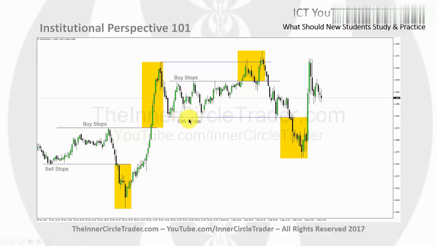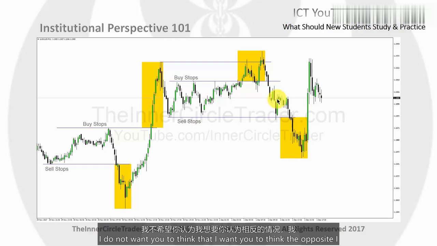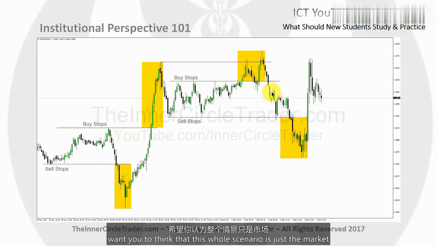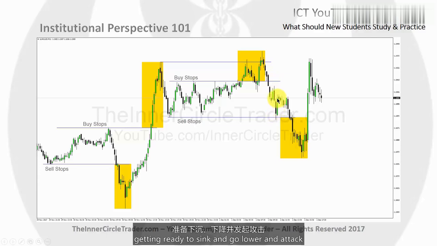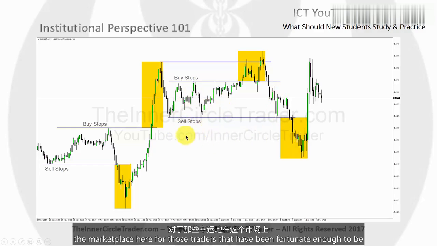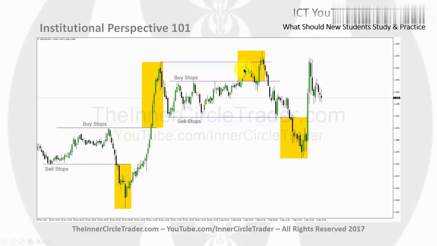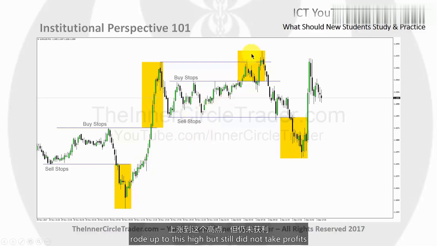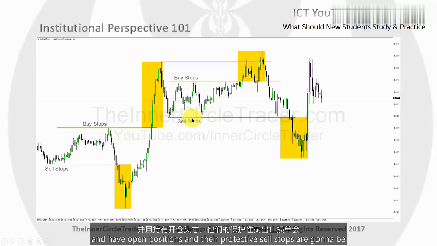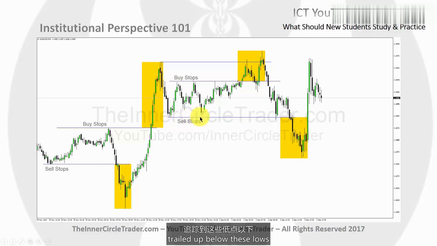In this double bottom, folks see that as support. Price comes down, hits it here. Retail-minded traders are going to see this rally up as a buy. I do not want you to think that. I want you to think the opposite. I want you to think that this whole scenario is just the market getting ready to sink and go lower and attack the sell stops that are below the marketplace here, for those traders that have been fortunate enough to be long in all this movement, rode up to this high, but still did not take profits and have open positions, and their protective sell stops are going to be trailed up below these lows.